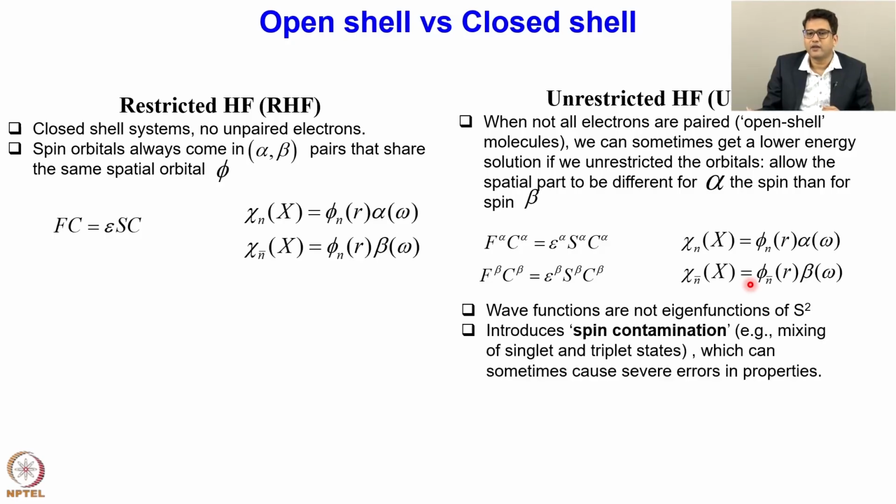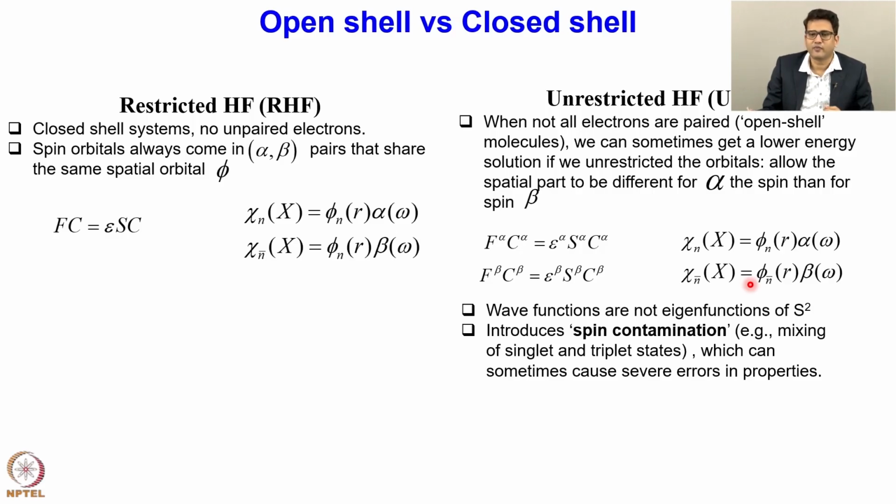The second thing is that because the spatial parts are not the same and it is not an eigenfunction of the S-square operator, what it leads to is called spin contamination. That is a mixing of singlet and triplet. It can be a mixing of any higher order state. We will come into more details of spin contamination in the next slide, and this can sometimes cause severe errors in the properties.